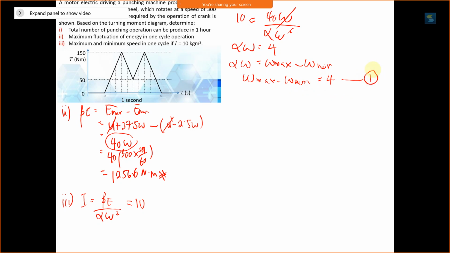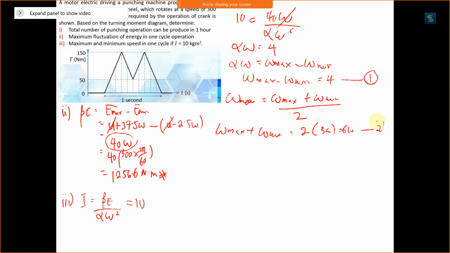Okay, and then the second equation comes from the equation of omega mean. So we know omega mean equals omega maximum plus omega minimum divided by 2, isn't it? So we know omega mean is how much? 300, isn't it? So 300 times 2 is 600. So omega max plus omega min equals to 2 times 300, which is 600.